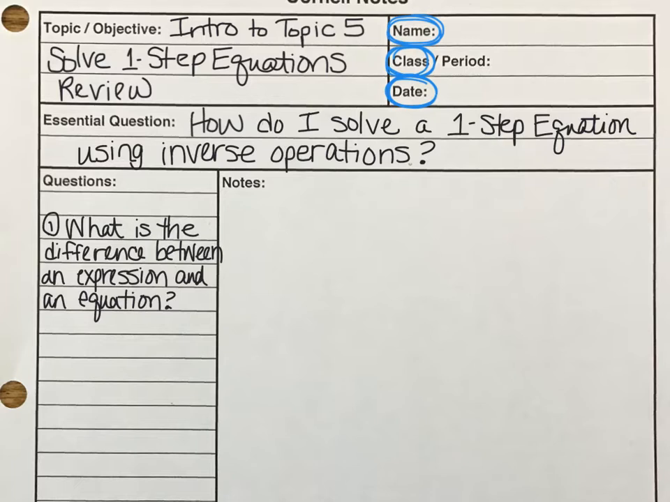Before we can answer our essential question, we need to address a couple of other things first. Number one, what is the difference between an expression and an equation? Now you might recall that in topic 4 we did expressions. And now that we're entering topic 5, we're going to be transitioning to equations. And there is a key difference between them. The question is, do you know what that difference is? Well, let's take a look at that.